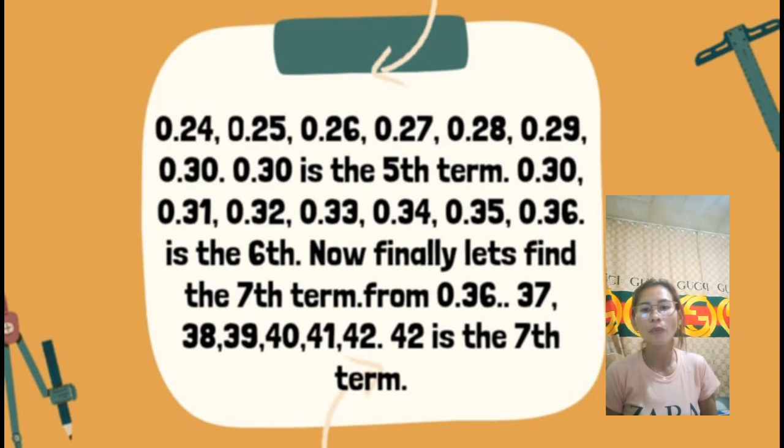Now, finally, let's find the seventh term. From 0.36, 0.37, 0.38, 0.39, 0.40, 0.41, 0.42. So, 0.42 is the seventh term in our sequences.